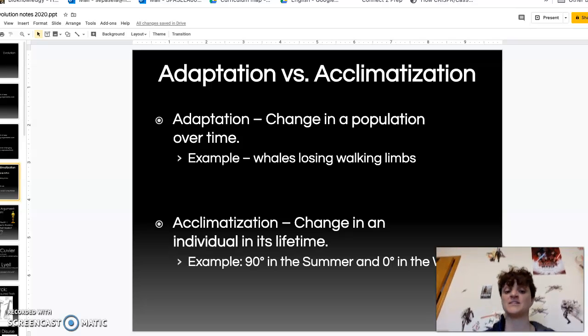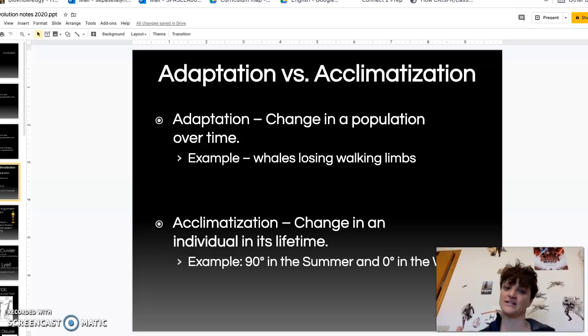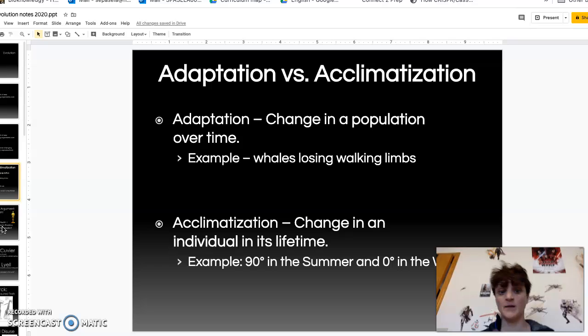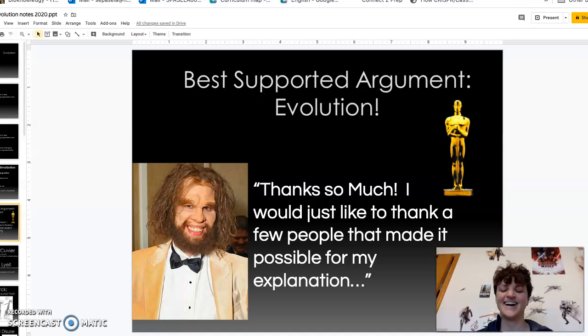Whereas an acclimatization is a change in an individual lifetime. I'm getting used to this crazy online learning madness, right? Or I moved from Africa when I was younger. I had to get used to Minnesota winter. I still hate it, but I've acclimatized. I have acclimatization to it.